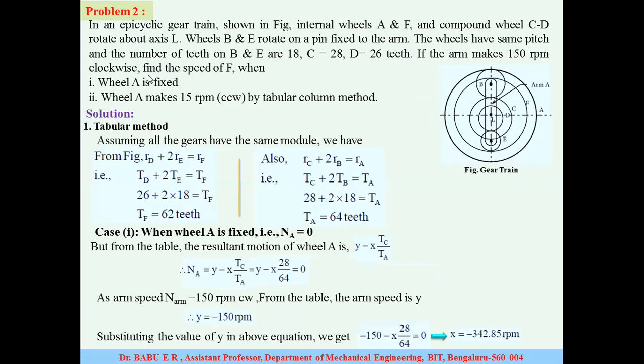Now go for the data. What we have to find out? We have to find out the speed of F when A is fixed, and the speed of F when A makes 15 RPM. Go for case A, wheel A is fixed. When wheel A is fixed, what about its speed? It becomes 0. That is NA equals 0.